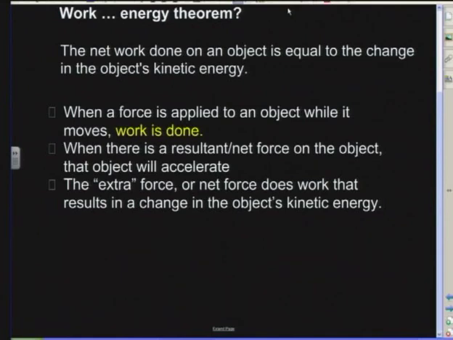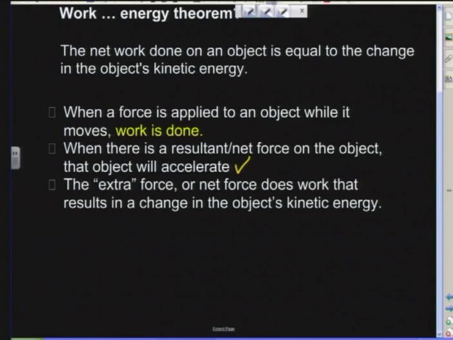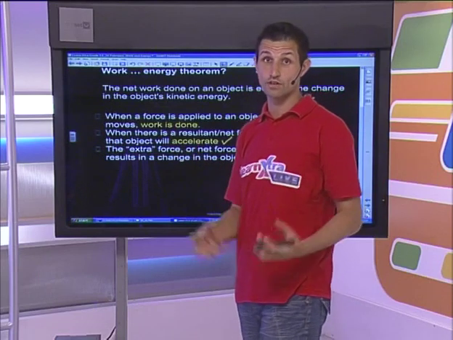When there is a resultant or net force on the object, that object will accelerate. Guys, this is Newton 2 stuff. This is grade 11 work. So I know that this is going to be an acceleration. Guys, please highlight it. Make sure that you know that there's going to be a change in the object's motion, a change in the object's velocity.